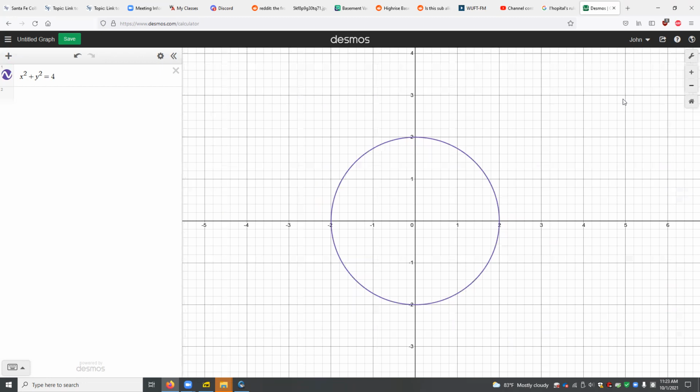Zoom out a little bit. All right. The point square root 2 comma square root 2. Oh no, that's 2 root 2. Yeah, root 2 comma root 2. It's right there. So I want to find the equation of the tangent line to this circle at that point.